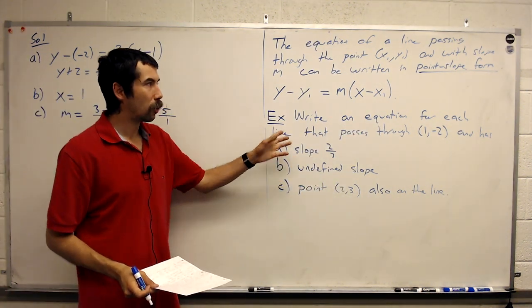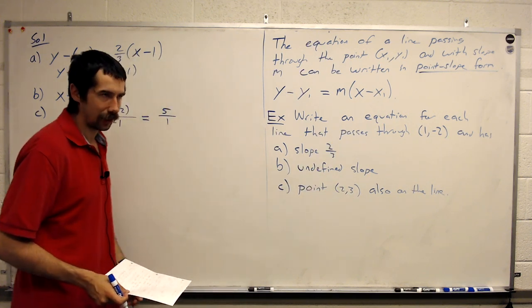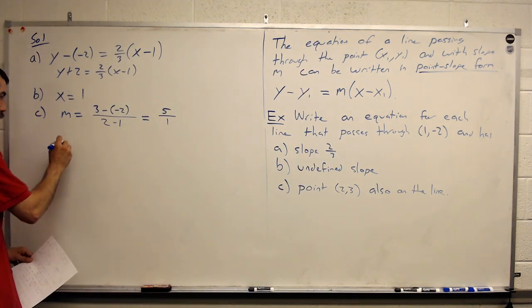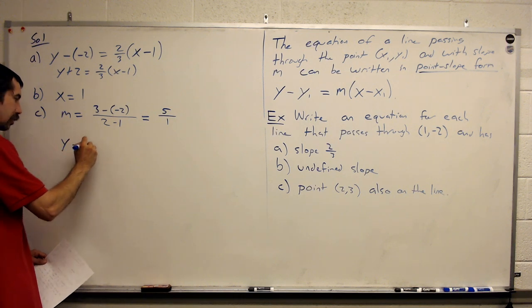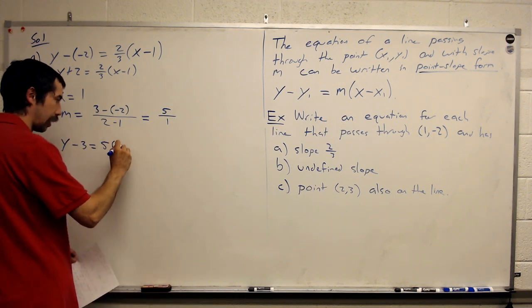To use point slope, we only need one of the points. I'm going to use the second one, because why not? It doesn't matter. All right, so we're going to have y minus 3 equals 5 times x minus 2.